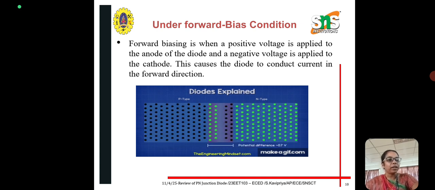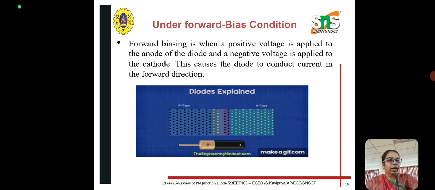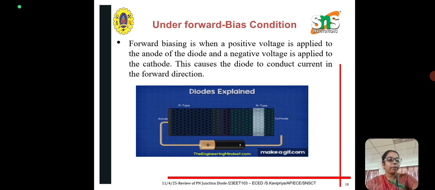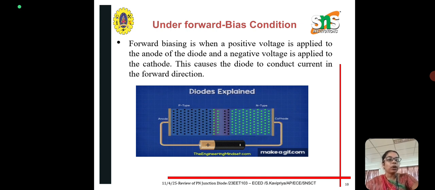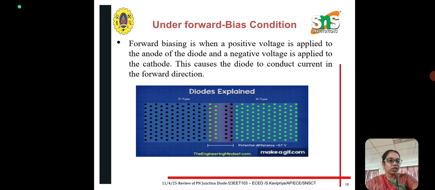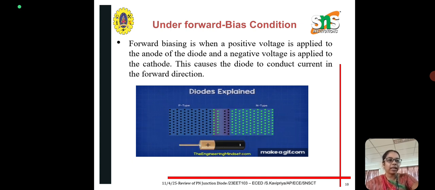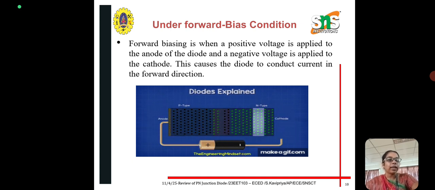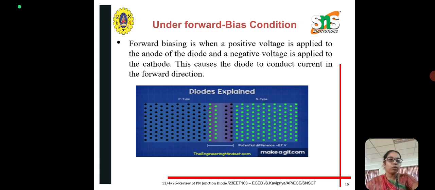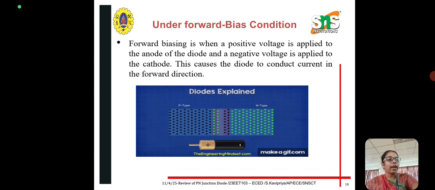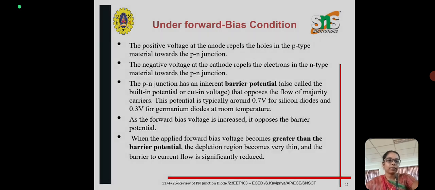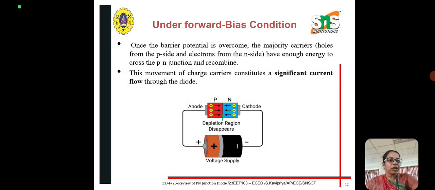Here, the force of repulsion will take place. The positive of the battery will repel the holes and the negative of the battery will repel the electrons. So the depletion region, which is nothing but the junction between the p-type and the n-type material, will become very narrow. So electrons from the n-type will move towards the p-type and holes from the p-type will move towards the n-type. The combination of electrons and holes will take place and results in a flow of current. This happens in the case of forward bias, and the depletion region will be very narrow.